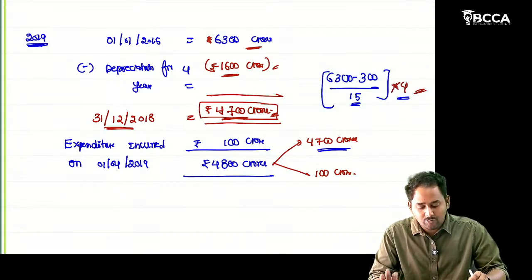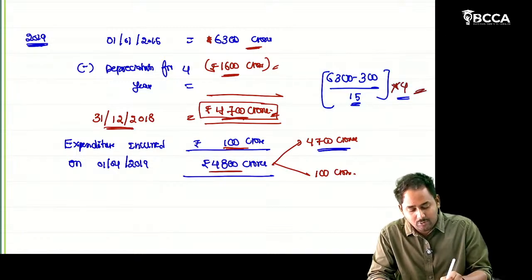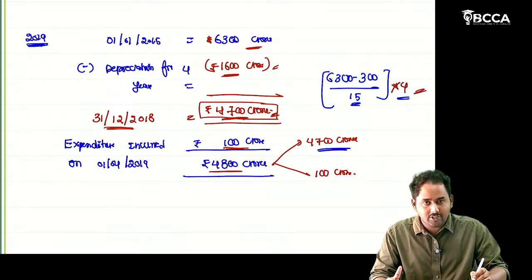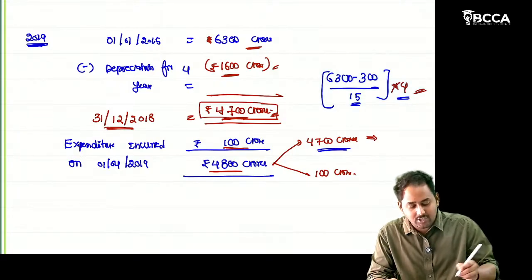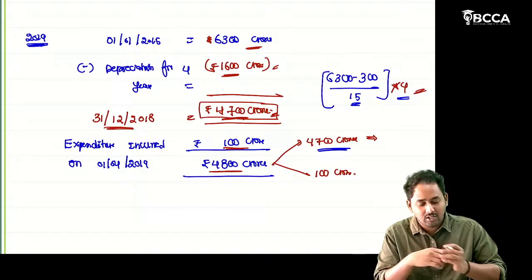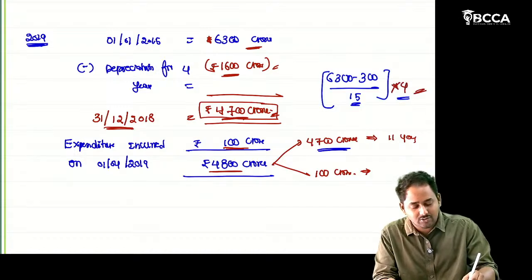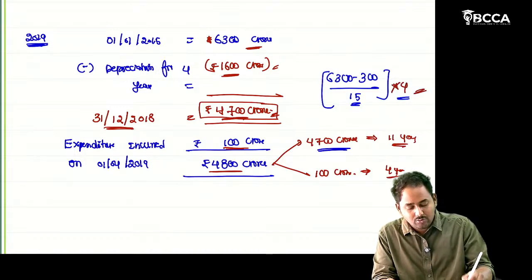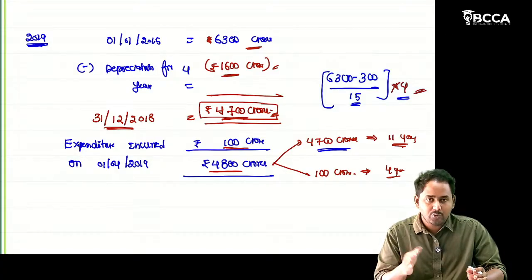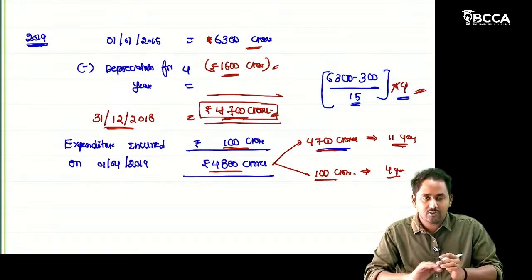4,700. So on 1/1/2019, I have incurred the expenditure of 100 crores. So what is the total carrying amount? 4,800 crores. Out of 4,800 crores, 4,700 crores is the old part. What is the remaining expected useful life of the 4,700 crores? 11 years. What is the expected useful life of this 100 crores? 4 years. So in one asset, there are two useful lives for different parts of the asset. So I need to provide component accounting. I need to find out the depreciation for this 4,700 separately and for this 100 crores separately.